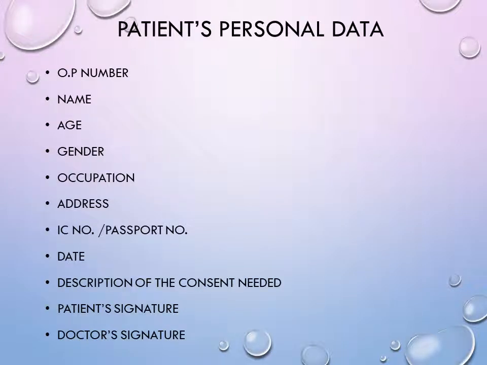Coming to the patient's personal data, this is again something which we document from time to time. The OP number is for the hospital record and for our record purposes, for easy bookkeeping. The name, the age, the gender, the occupation, because there are certain diseases which are common in certain occupations. The address, to know about the locality and if there are any diseases prevalent in that locality or community. The IC number or the passport number is taken for record purposes.